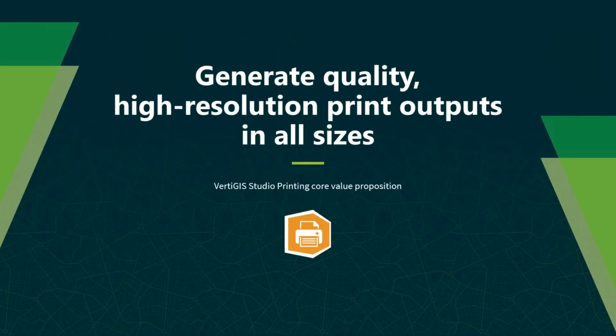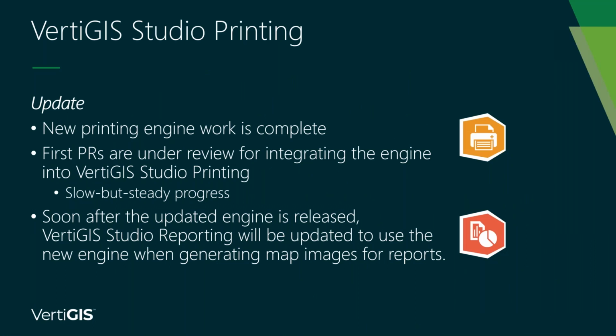I know many of you have been waiting for this new print engine that we have talked about. This slide looks disturbingly similar to the last time I showed it. Last time I said the new printing engine work was largely complete. Now I can say it is in fact complete. And last time I told you that the first PRs were under review for integrating that engine into VertiGIS Studio Printing. And that is true. They were underway. They are happening. It's slow going, but we are working on it.